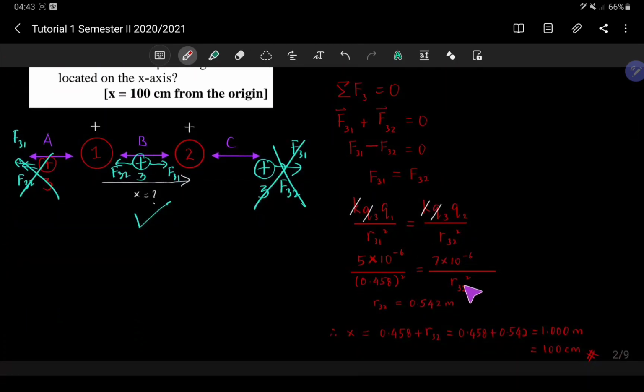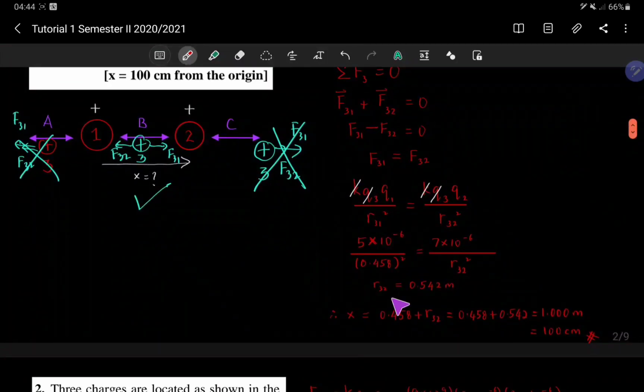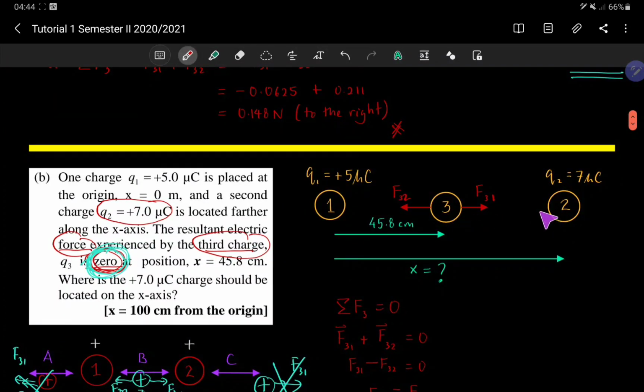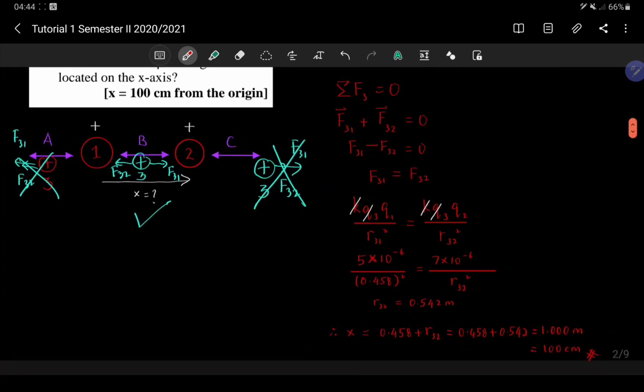So for this you will get R32. R32 we get now is 0.542 meters. But again, based on the question, they ask you to find the position of the second charge, which is X. So in this case, X equals R31 plus R32. R31 is given already, and R32 was calculated just now. Substitute here, and then you will get the separation of the second charge from the first charge. So this is the way we answer the question.